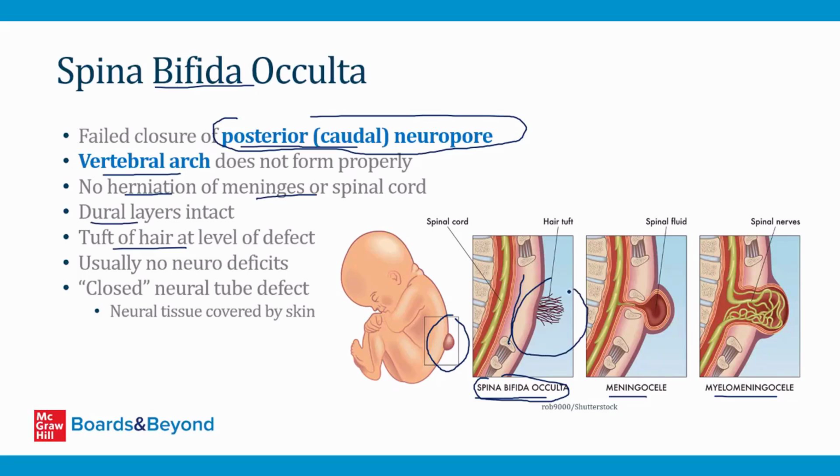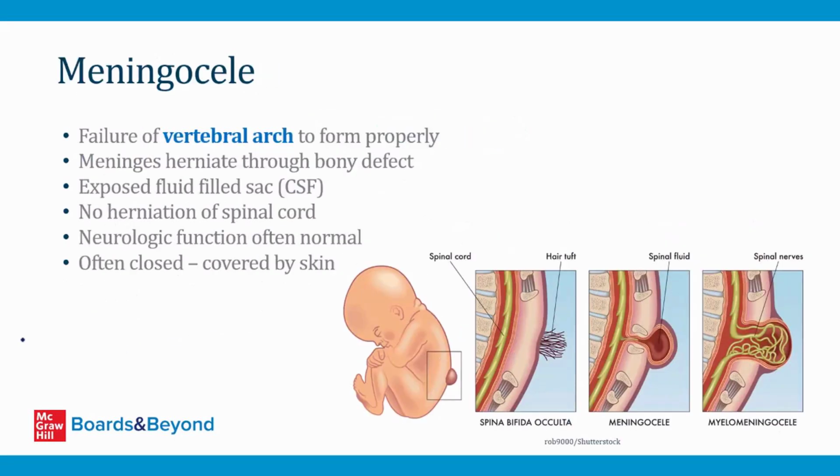Because the spinal cord remains in the spinal column in its normal position in spina bifida occulta, there are usually no neurologic deficits. And spina bifida occulta is an example of a closed neural tube defect, and it gets the name closed because the neural tissue, meaning the spinal cord, is covered by skin and is not exposed outside of the body. So spina bifida occulta is the mildest form of spina bifida.